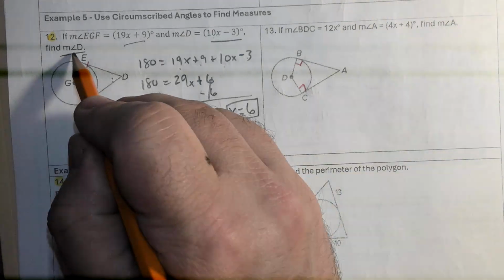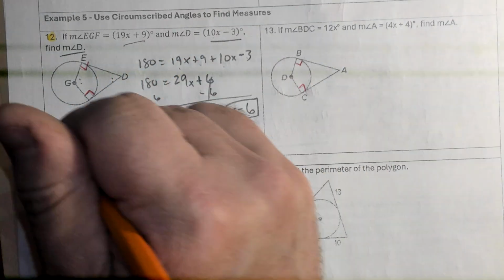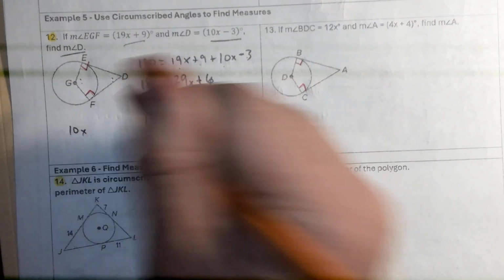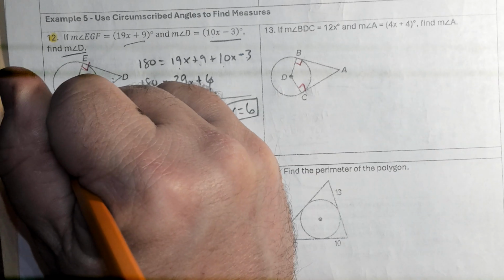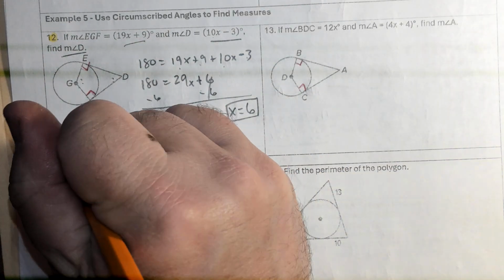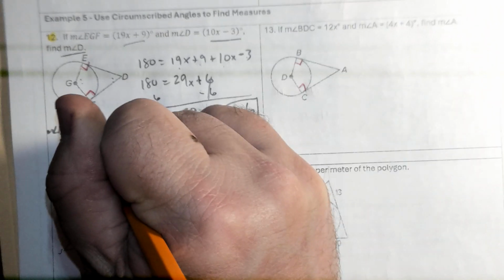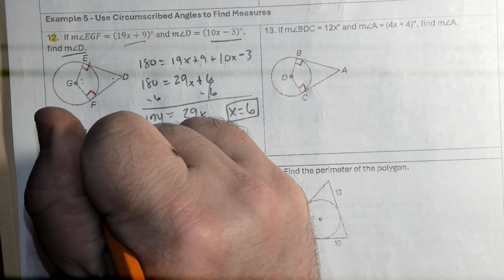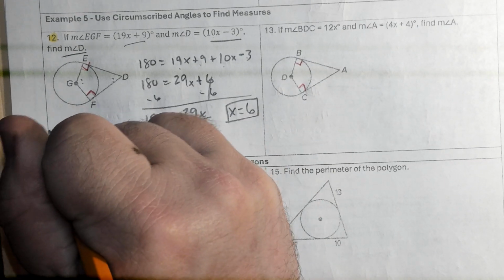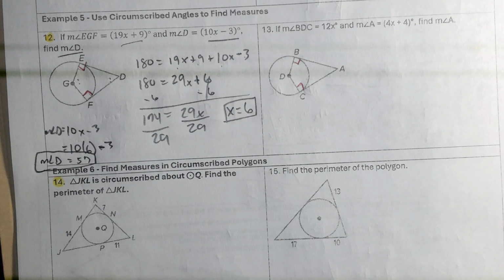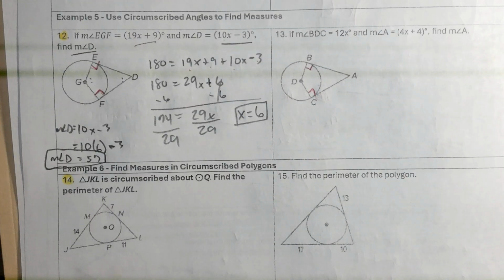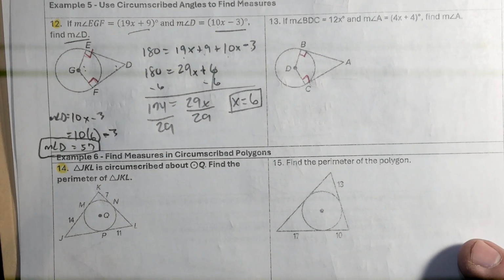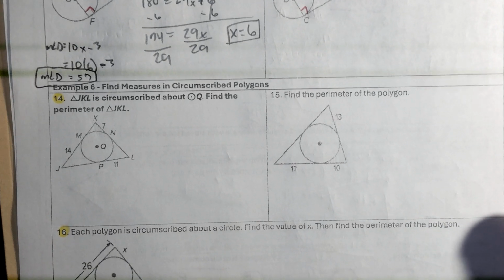So now we got to plug it in because they want angle D. Angle D was 10x minus 3. So measure of angle D equals 10x, which is 6, minus 3. So 60 minus 3 is 57. So the measure of angle D is 57 degrees. Okay. Number 13 is a you-do. Let's go down here to number 14.